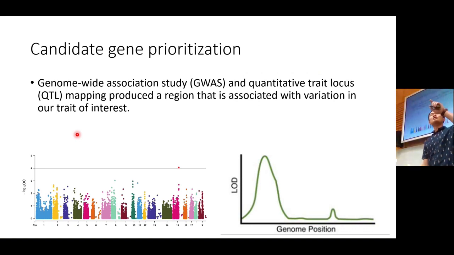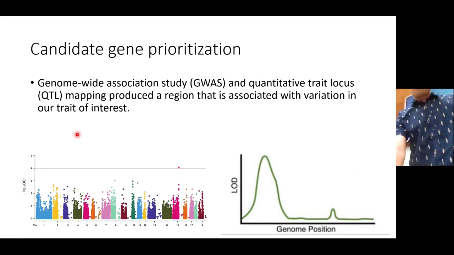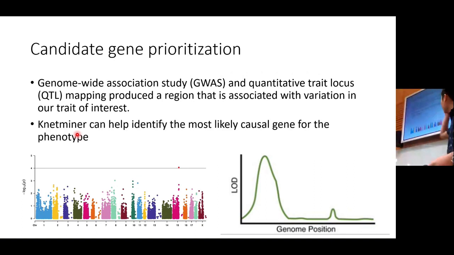So I remember there were a lot of questions earlier on QTL, GWAS, and stuff like that. I also think NetMiner is a great tool to prioritize candidate genes after you do your genome-wide association study or QTL mapping. So usually you're left with a region that is associated with your trait of interest, and it can be hundreds of genes in this region. But with NetMiner, it can hopefully help you identify some of the most likely candidates for which you can design your experiments.